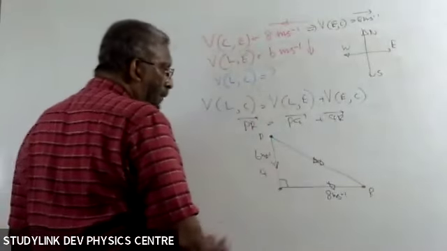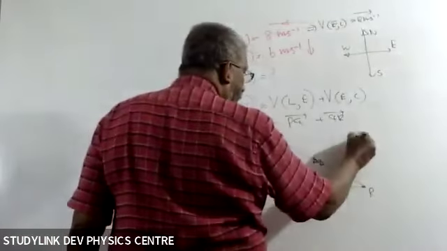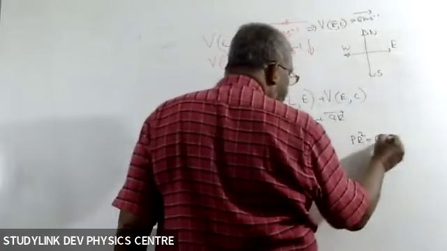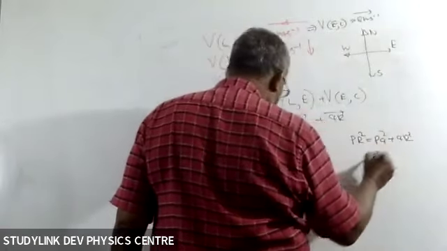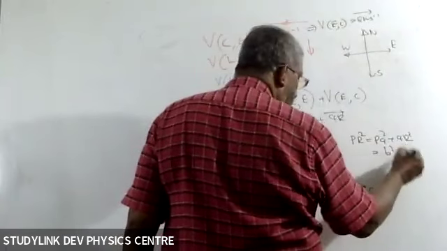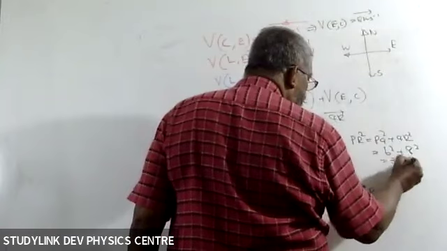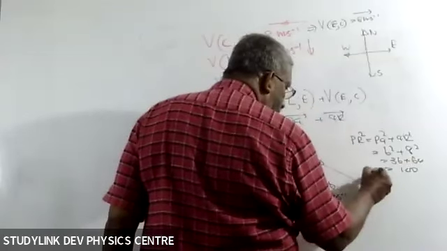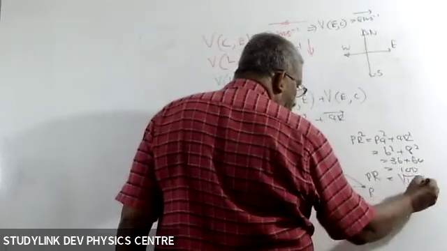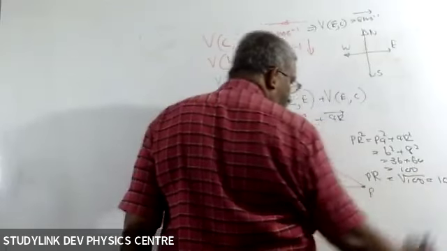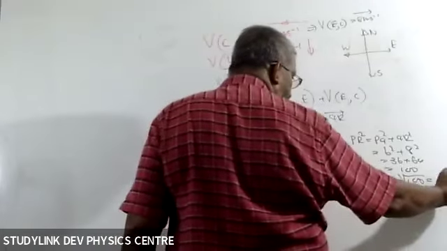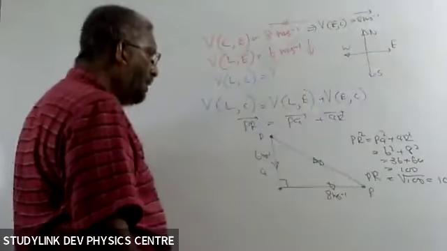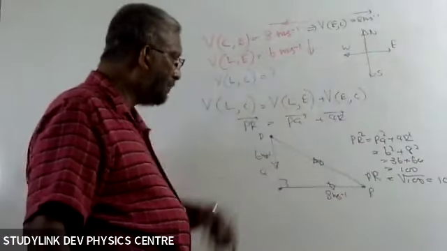Now what we have to do is find the PR value. PR squared is equal to, by Pythagoras, PQ squared plus QR squared. That is 6 squared plus 8 squared, 36 plus 64, altogether 100. So therefore PR is equal to square root of 100. You can say plus or minus, but the positive value is enough. 10 ms minus 1. Then the direction is also important.